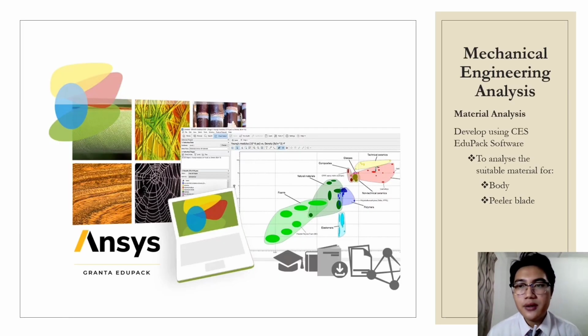Now I'm going to talk about the mechanical engineering analysis. For our product, we have chosen two types of mechanical engineering analysis, which are the material analysis and the structural analysis. For the material analysis, we have used the CES EduPack software to analyze the suitable material for our body and pillar blade.